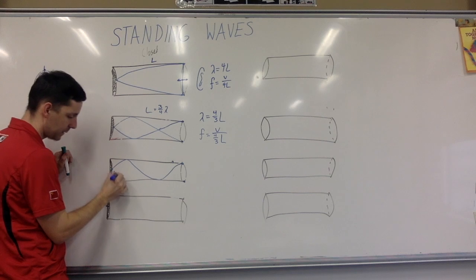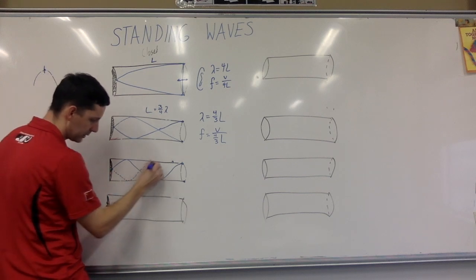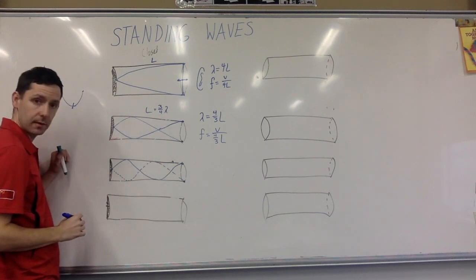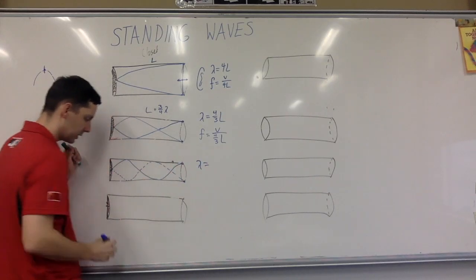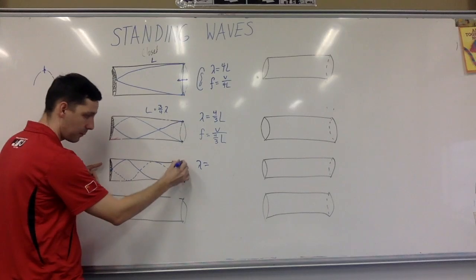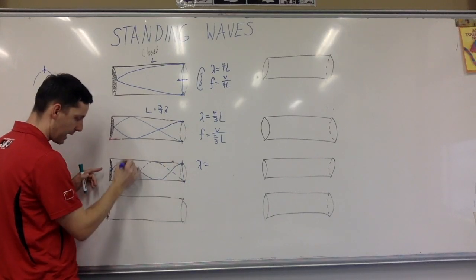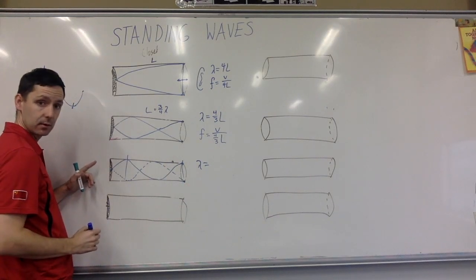Okay? It reflects back in this direction, and you'll notice that I get that. So wavelength equals, can you see it? I go from a maximum to a minimum back to a maximum. There's a wavelength. Okay?